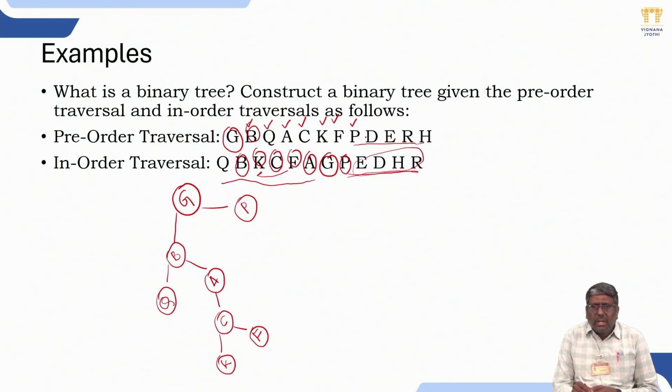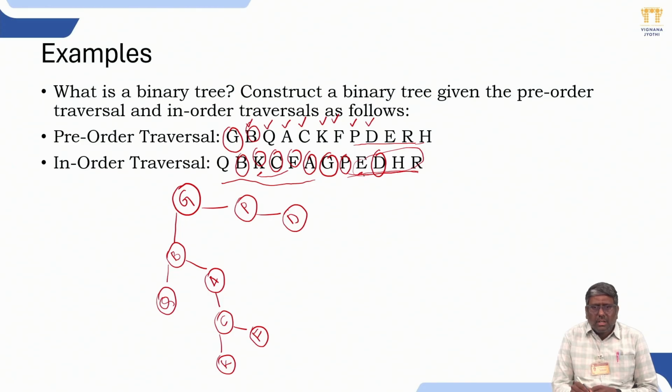Then in that we can find the immediate right child of this P. So for that, go to the pre-order traversal. In the pre-order traversal, the next element is D. So D is nothing but the immediate right child of P. Again locate that D in the in-order traversal. Okay, so the left side elements of D has only one, which is nothing but E, and D has 2 right side elements that are H and R.